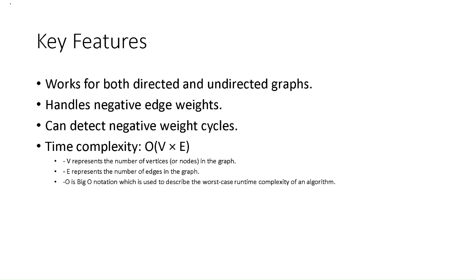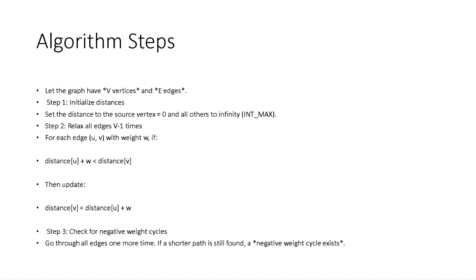Key features: works for both directed and undirected graphs, handles negative edge weights, can detect negative weight cycles. Time complexity is given by O(V × E), where V represents the number of vertices in the graph, E represents the number of edges in the graph, and O is the big O notation, which is used to describe the worst case runtime complexity of an algorithm.